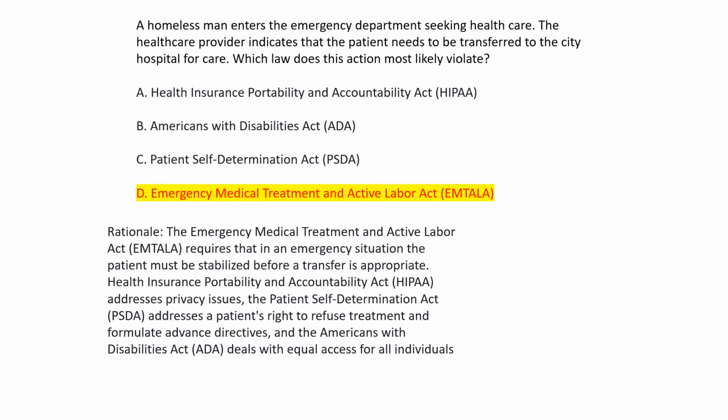Health Insurance Portability and Accountability Act (HIPAA) addresses privacy issues. The Patient Self-Determination Act (PSDA) addresses a patient's right to refuse treatment and formulate advance directives. And the Americans with Disabilities Act deals with equal access for all individuals.